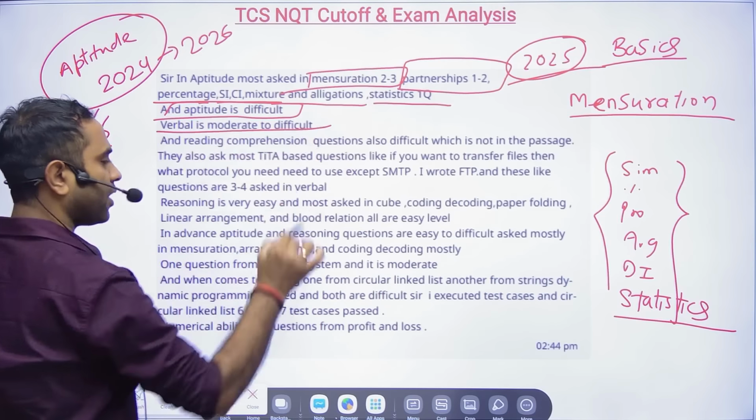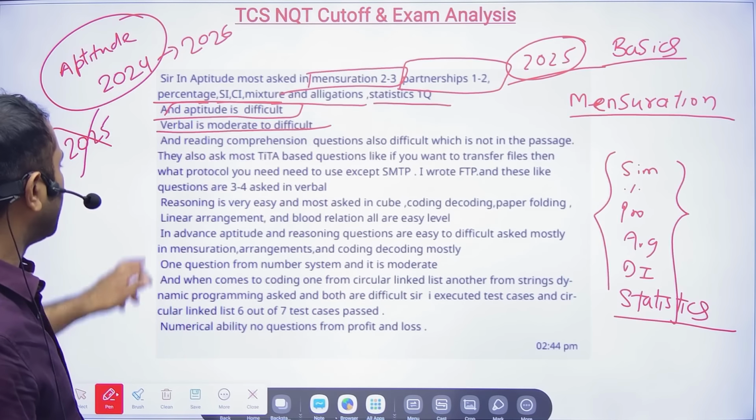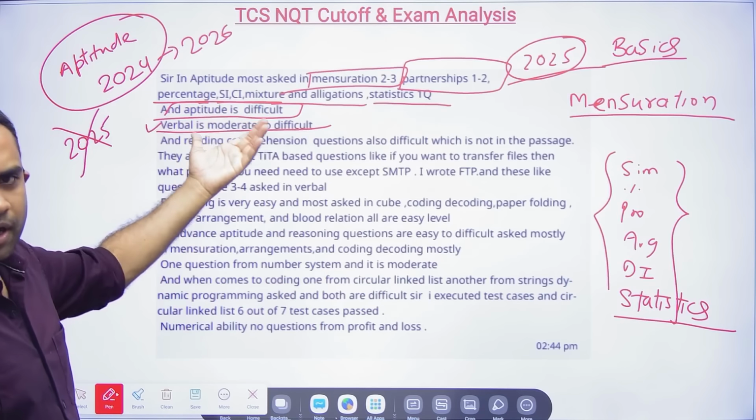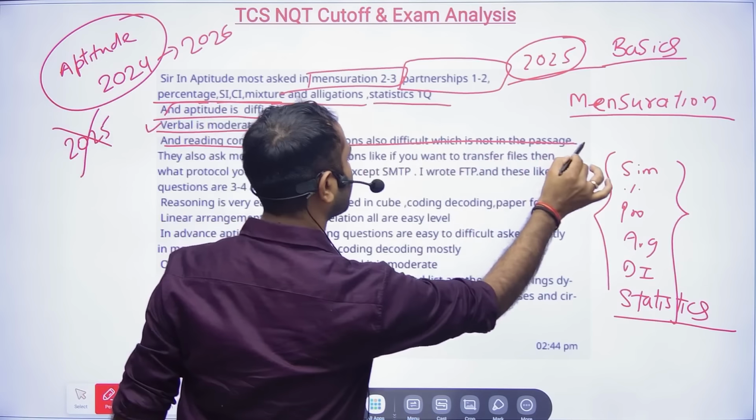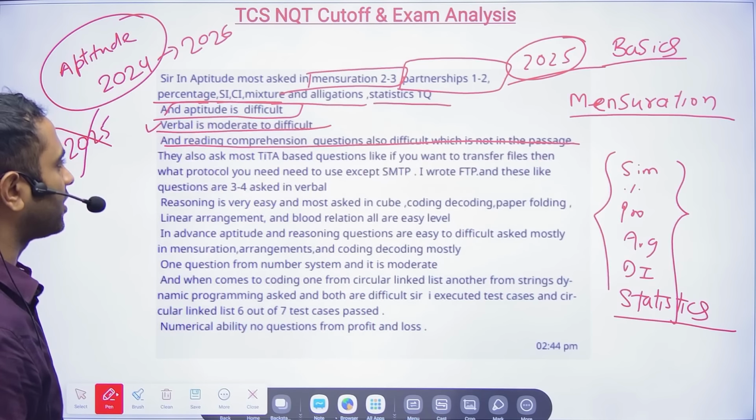Verbal is moderate to difficult. So verbal, it depends upon how you feel about it. Okay, and reading comprehension questions were also difficult, which are not in the passage. Okay, which are not in the passage form.